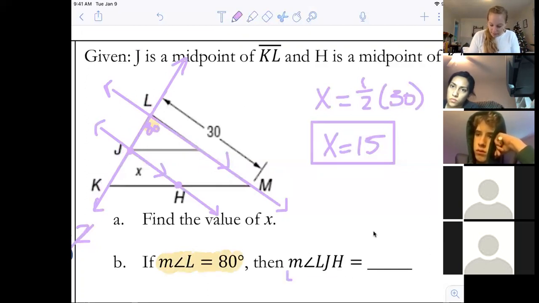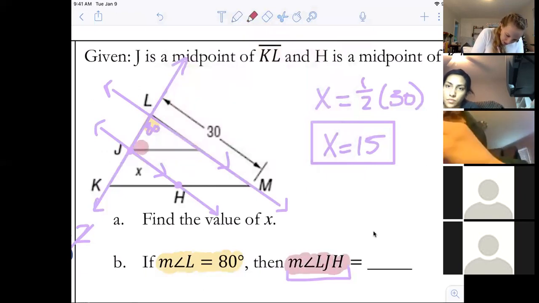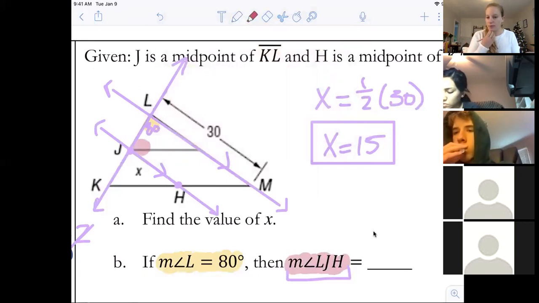And I want to find the measure of angle LJH. LJH is this angle right here. So my question is, how are those two angles related? Consecutive interior angles. Consecutive interior angles, very good.